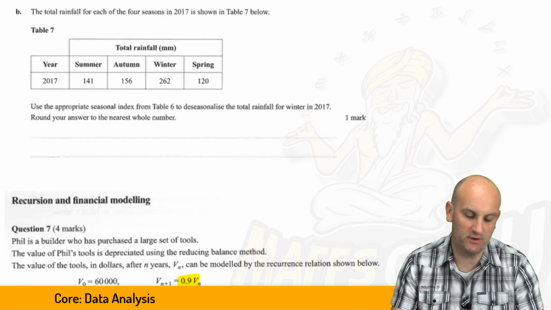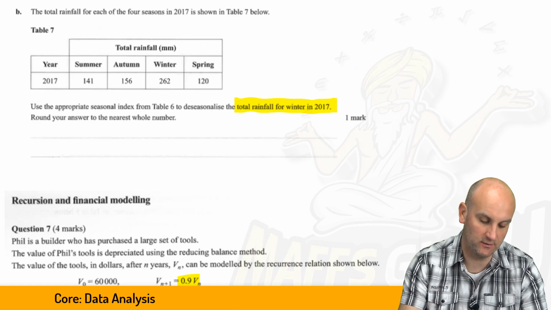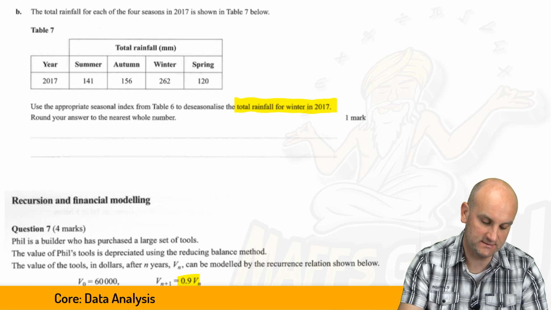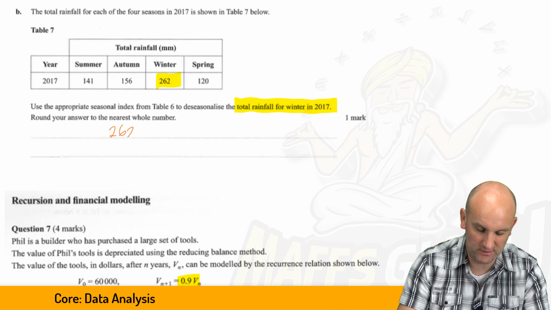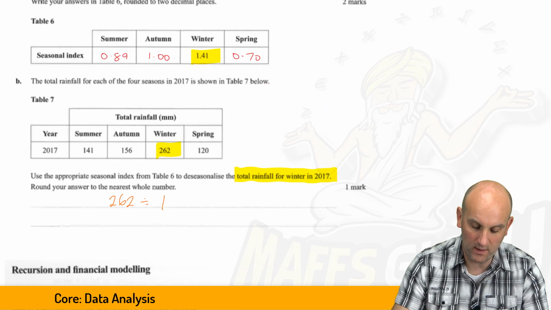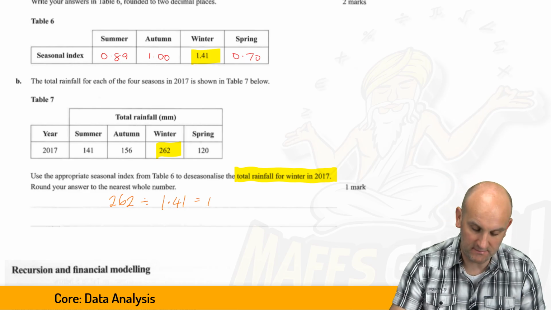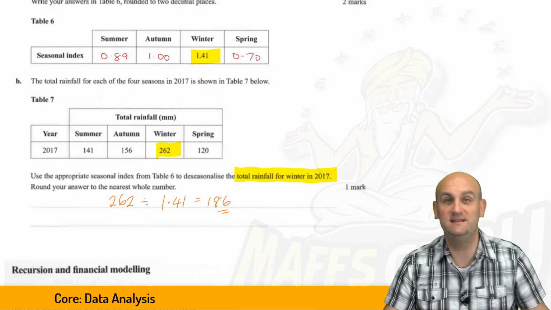Okay, for part B, it says the total rainfall for each of the 4 seasons in 2017 is shown in the table below. Use the appropriate seasonal index from table 6 to deseasonalize the total rainfall for just winter. Okay, so looking at the winter, we have 262. And what I'm going to do is scroll up and divide that by my value of 1.41. And doing that on my calculator gave me, to the nearest whole number, 186.